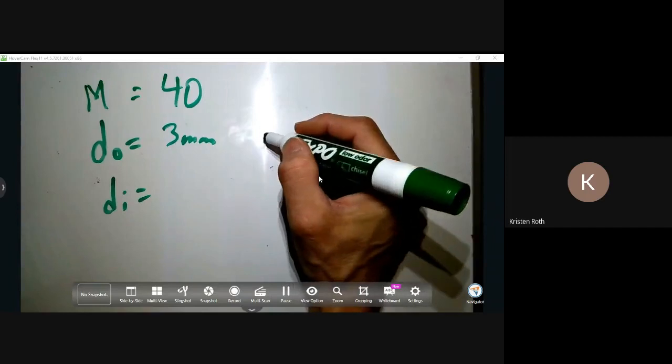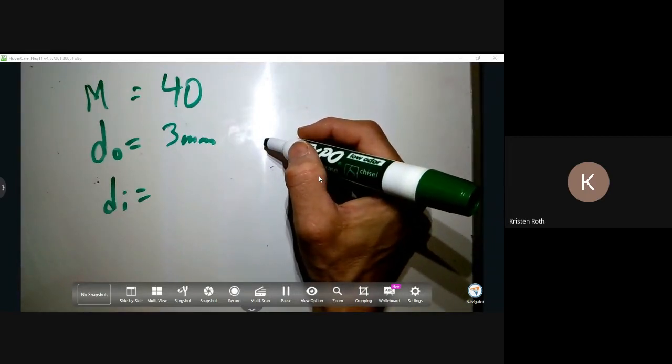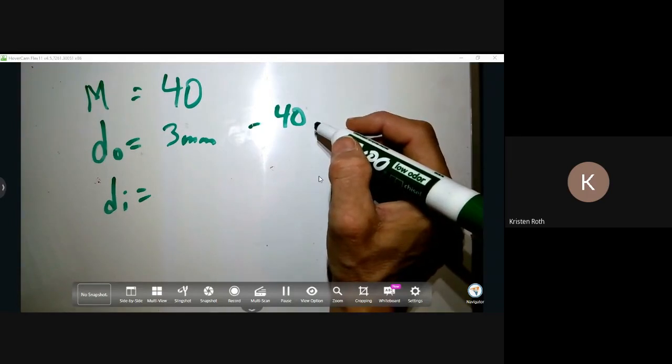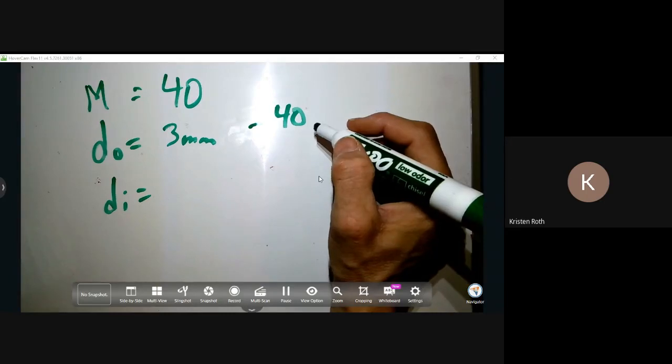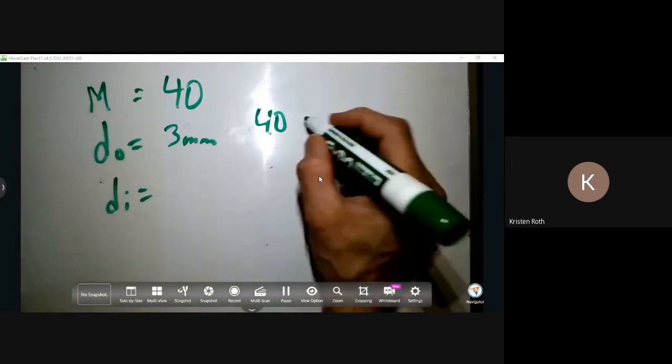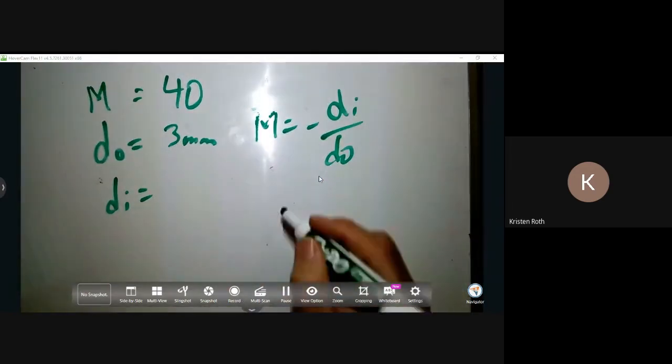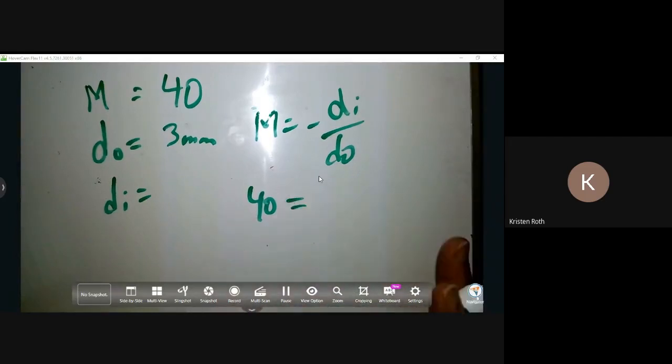Because it's not telling us if it's real or inverted, I'm going to assume that it is real. Actually, we don't have to worry about that. It will tell us when we do the calculation. Okay, you know what? It doesn't say if it's inverted or not. I'm getting all confused now. Okay, magnification equals negative di over do, okay? Magnification is 40. Doesn't tell us that the image is inverted, so we're leaving that magnification as positive, okay?